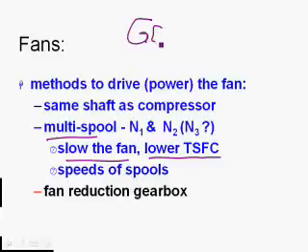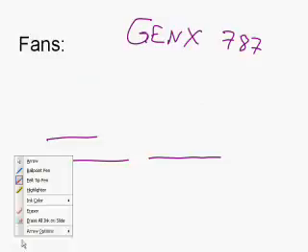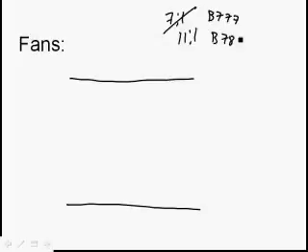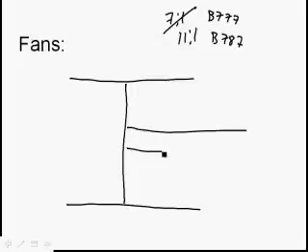the GEnx engine that's going to go on the Boeing 787, well, you know what they did? They got crazy. They said, we're going to put a big old honking fan on it. Instead of the 7-to-1 bypass ratio on a Boeing 777, they're going to put an 11-to-1 bypass ratio on the Boeing 787 engine. So the fan is going to be a huge, huge fan compared to the engine core.